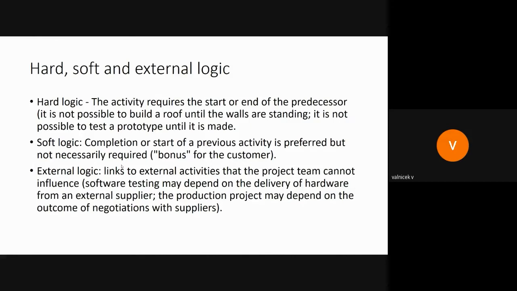And external logic. External logic links to external activities that the project team cannot influence. Software testing may be dependent on the delivery of hardware from an external supplier. The production of the project might depend on the outcome of negotiations with suppliers. So you need to plan based on the externally given time. It's called external logic.